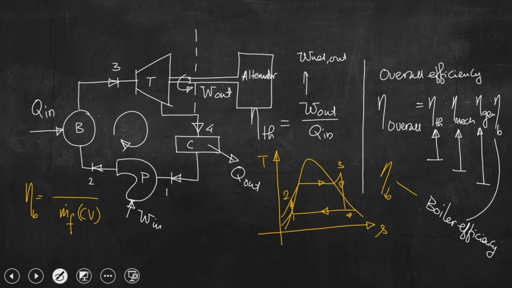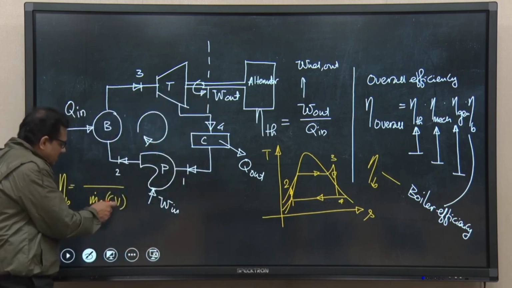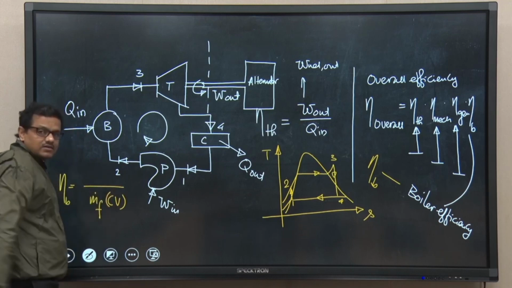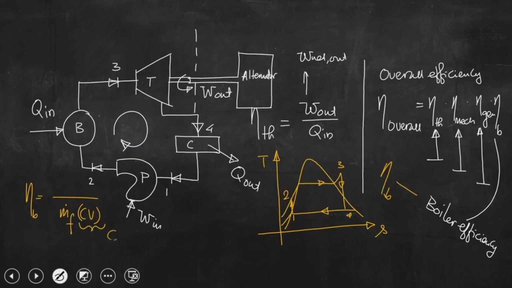So, this is the mass flow rate of the fuel, that fuel is burned, and out of the burning of the fuel, that is combustion, we are getting some amount of energy, and that energy is nothing but m dot f, that is mass flow rate of fuel, multiplied by the calorific value of the fuel. And what is the output energy?